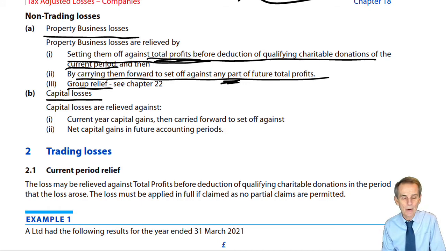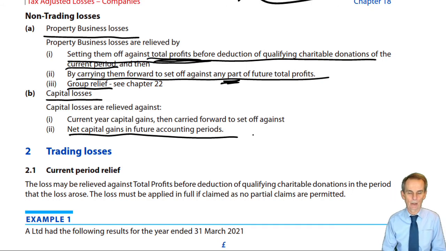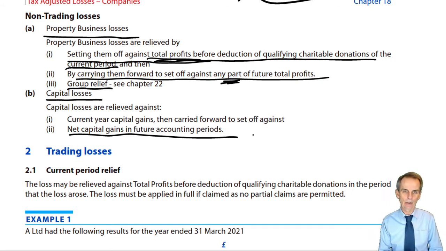Capital losses, you have to net off any capital losses made in the accounting period against any chargeable gains of that accounting period. If it is a net overall capital loss, then those net losses would be carried forward to set off against then net gains in future accounting periods. So if you have a net capital loss for the current period, that is after offsetting the losses against the gains, can't go against any income in any of these periods, you carry forward against the future net gains.